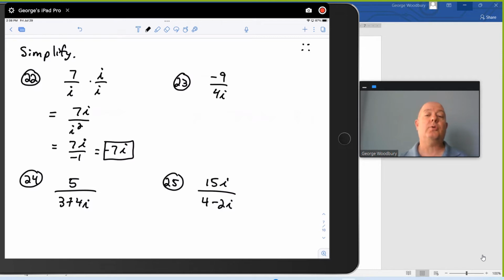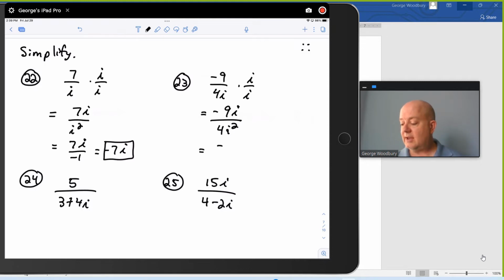For the next one, even though there's an extra factor of 4 in the denominator, we handle it the same way. Multiply the numerator and denominator by i. So -9 times i is -9i. In the denominator, 4i times i, that is 4i squared. Now we know from the last video, 4i squared is really the same as -4. So we've got -9i over -4. And we can simplify that fraction a little bit, because dividing a negative number by a negative number is positive. This becomes 9/4 i, writing the i after the fraction.